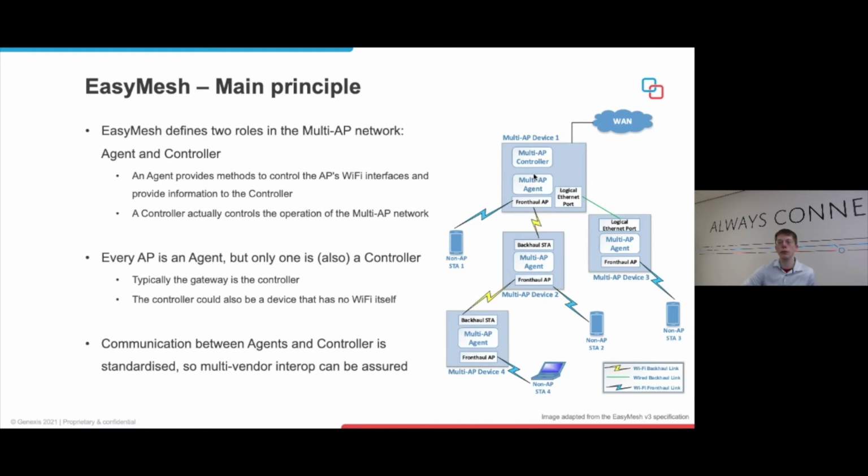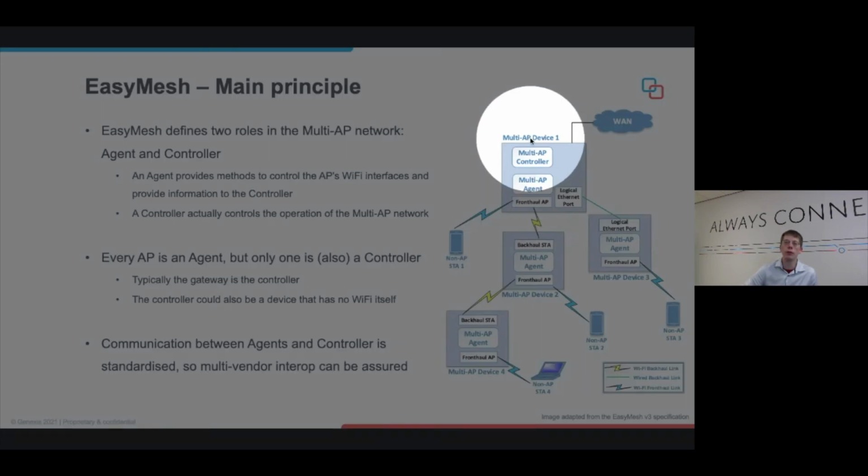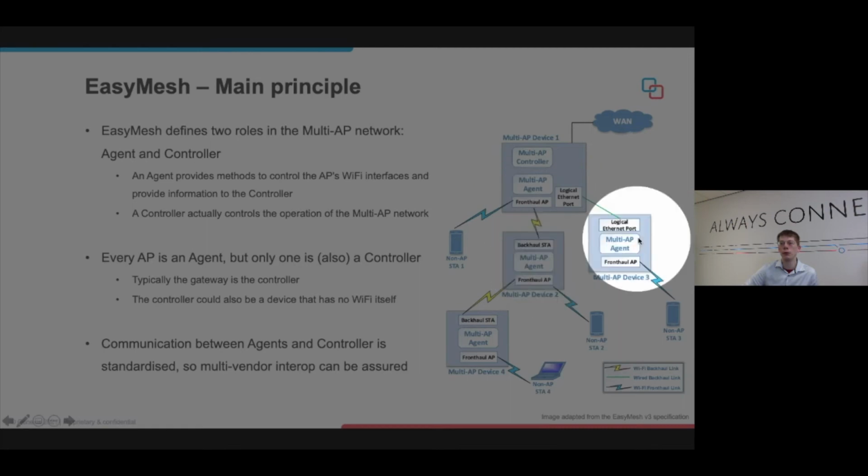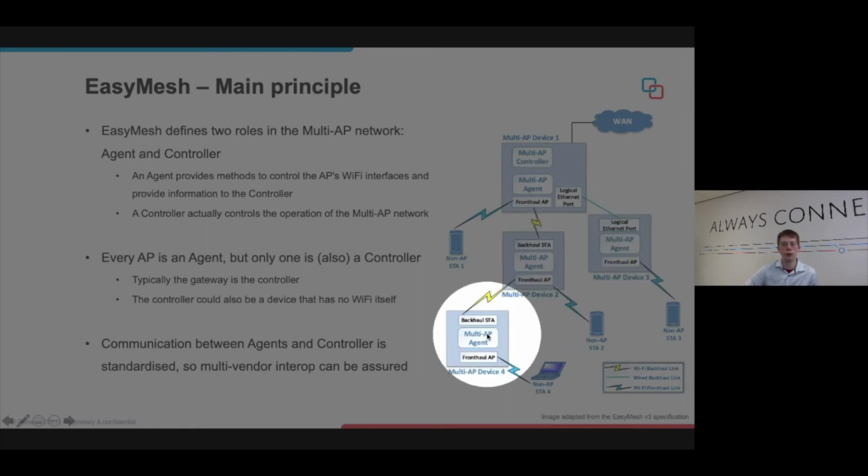And lastly, because EasyMesh is a standard, what EasyMesh standardized is largely the communication between the agents and the controller and what agents can do. And that is how the multi-vendor interop can be assured, because if all these devices talk the same language and work in the same way, then of course they will work together happily in a home network, even if they are from different vendors. So this is kind of the main principle. And you also see here the roles of the controller and the agent. So you can see this one has the controller and the agent role, and these ones only have the agent role in the network here.